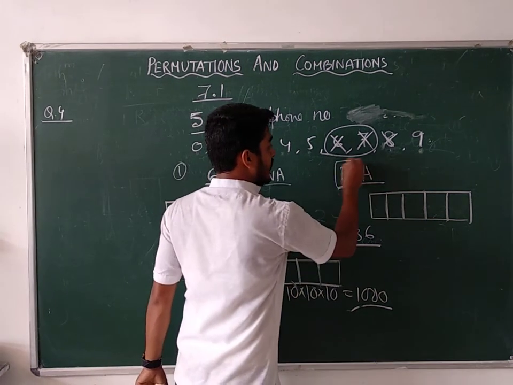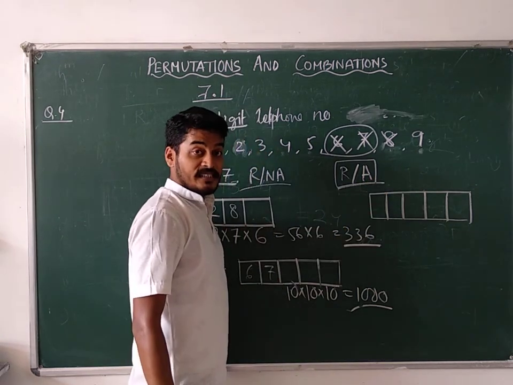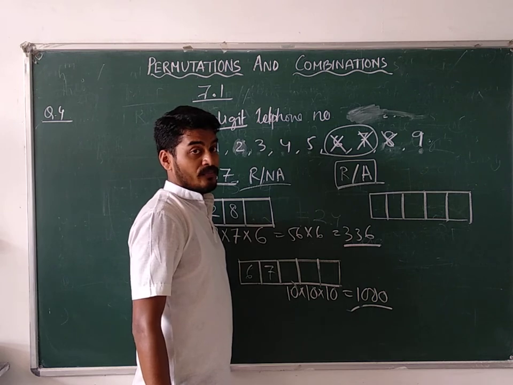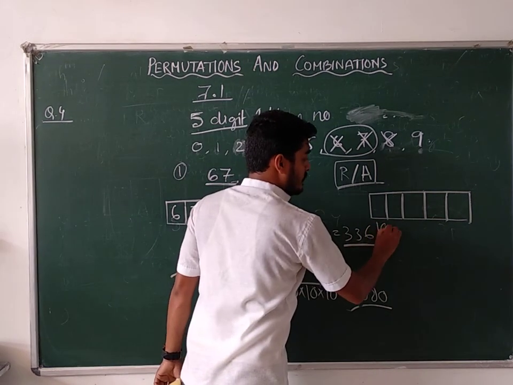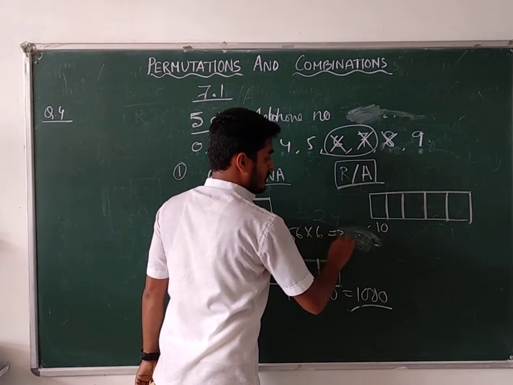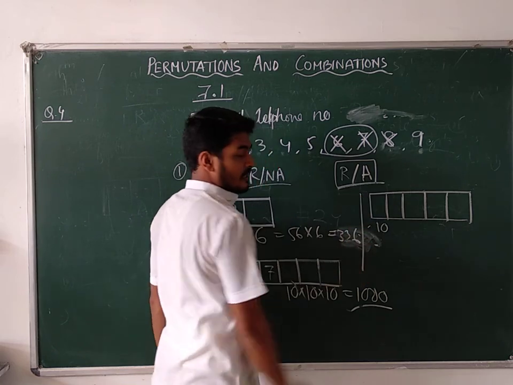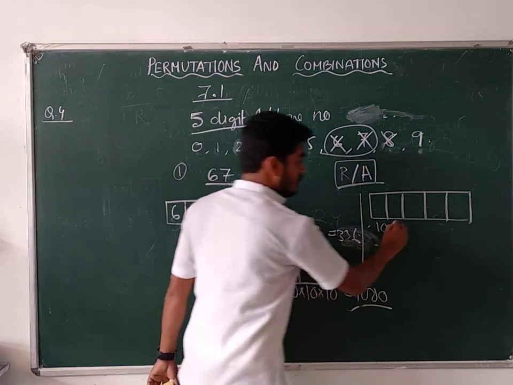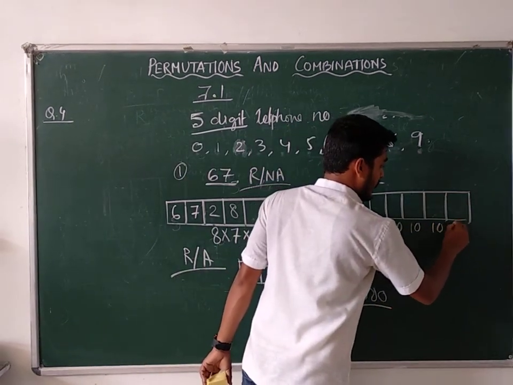If repetition is allowed, if no other restriction is there, how many 5-digit telephone numbers can be formed? This place can fill up in how many ways? 10 ways, because 10 possibilities are there. As repetition is allowed, this one is 10, 10, 10, 10.